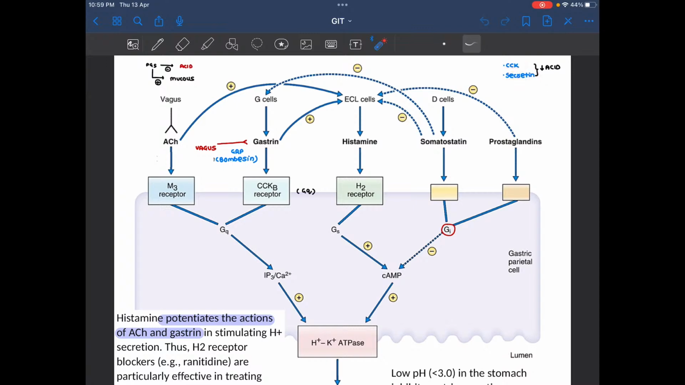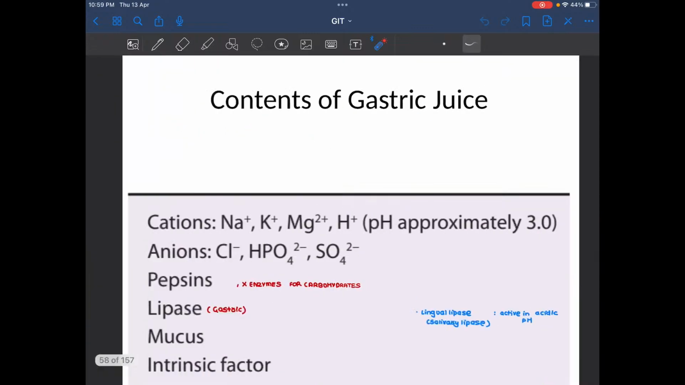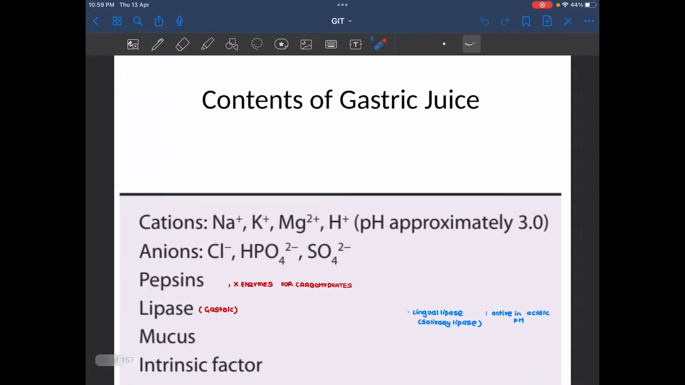Again, that's decreasing your acid secretion. Okay, so just remember all of these effects. These are the contents of the gastric juice. We have pepsins, we have pepsinogens. There are no enzymes for carbohydrates, however. There is no carbohydrate enzyme present in the stomach. However, we have a gastric lipase which is present.